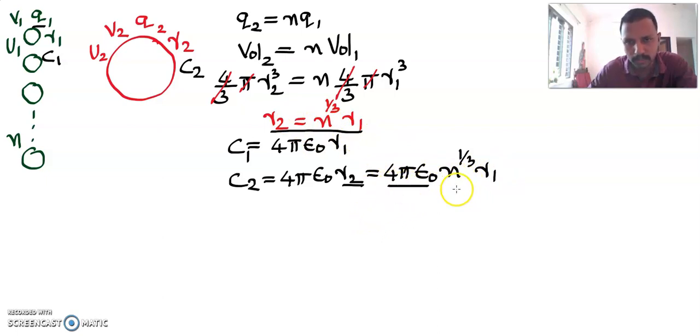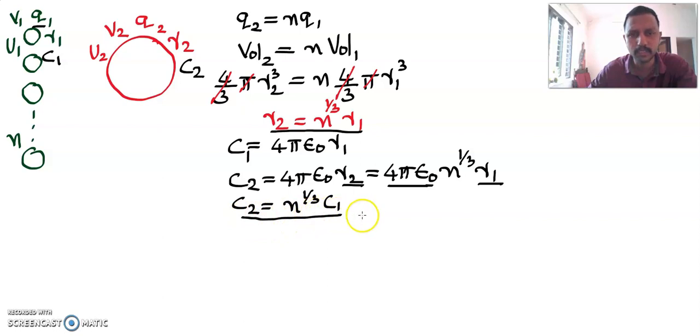And what is this, 4 pi epsilon 0 R1? If we neglect the n raised to 1 by 3, the remaining term is C1. Is that clear? Therefore, I could write C2 is equal to n raised to 1 by 3 C1. This much portion is C1, therefore n raised to 1 by 3 C1. This is another important relation that you have to understand. C2 is equal to n raised to 1 by 3 C1. Clear?